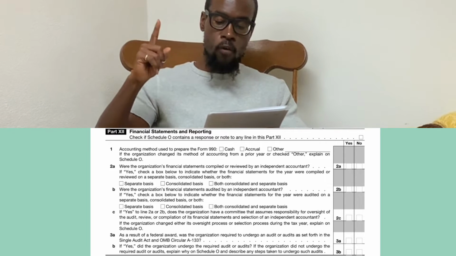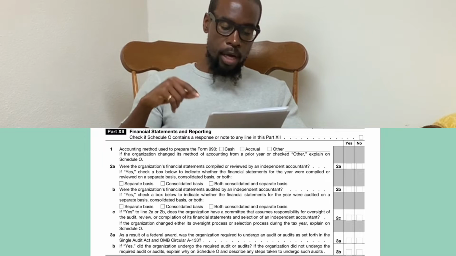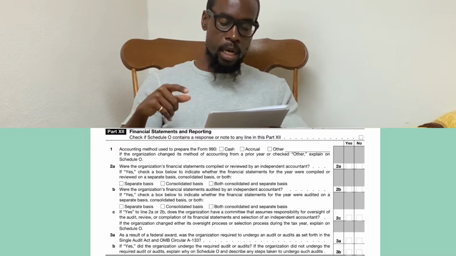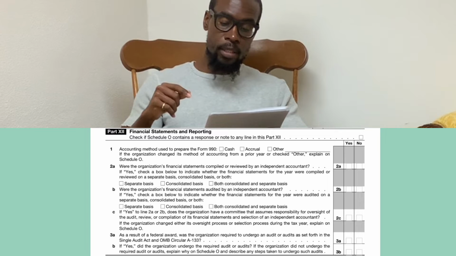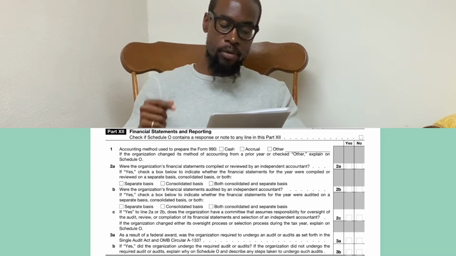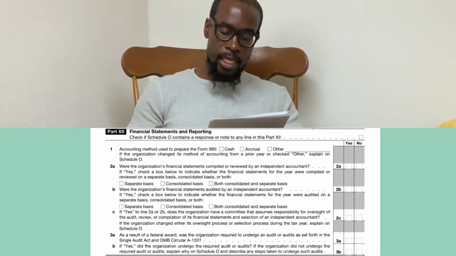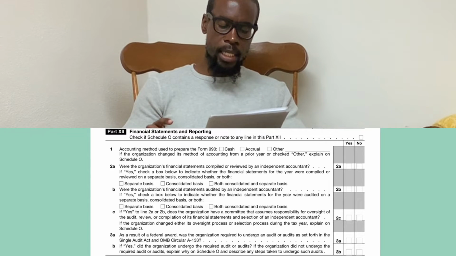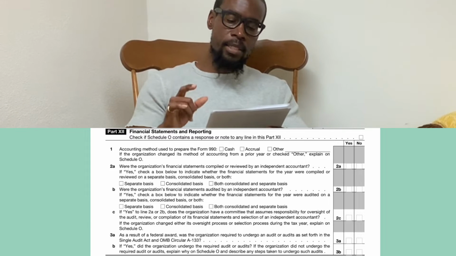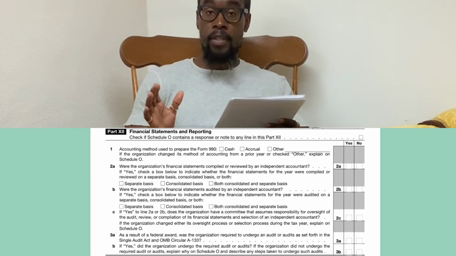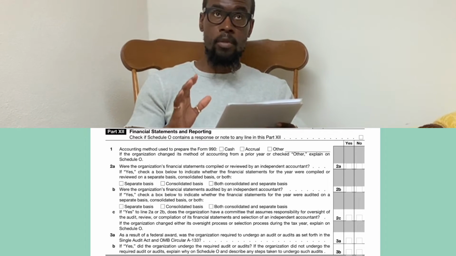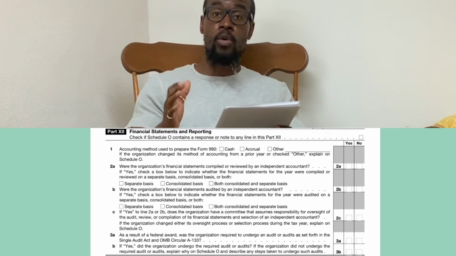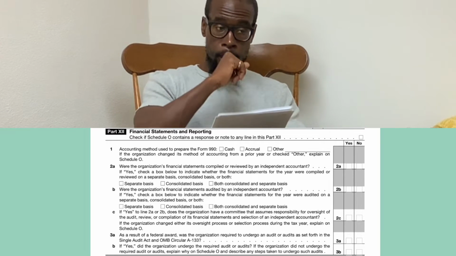the responsibility for oversight of the audit, review, compilation of its financial statements, and selection of an independent accountant? If the organization changed either its oversight process or selection process during the tax year, explain in Schedule O. So that lets us know, okay, we don't want you all to just be relying on the CPA and not overseeing and reviewing what the CPA is doing.